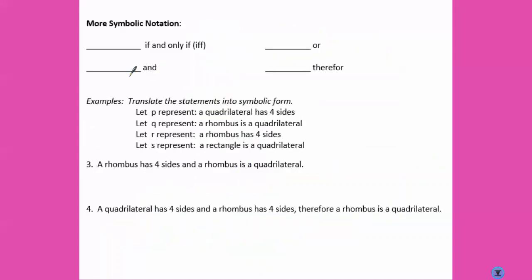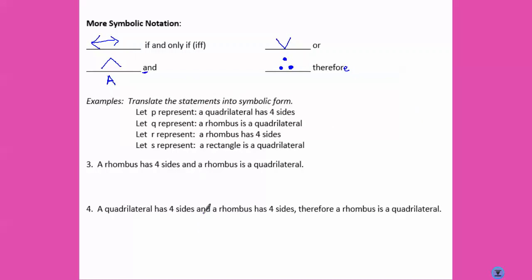So we have some additional symbolic notation. If and only if, our IFF, is shown with the double arrows. We have an and. It looks like a triangle without its bottom. The way I think of this is it almost looks like a capital A. It's just missing the line in the middle, and it starts with and. Or is a V shape, and therefore, a little typo, whoops, is 3 dots in the shape of a triangle.